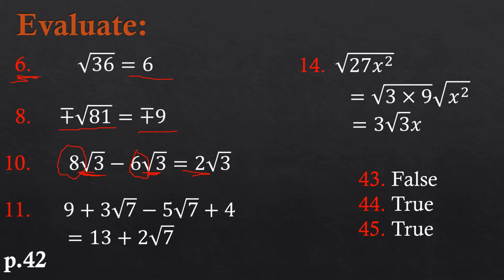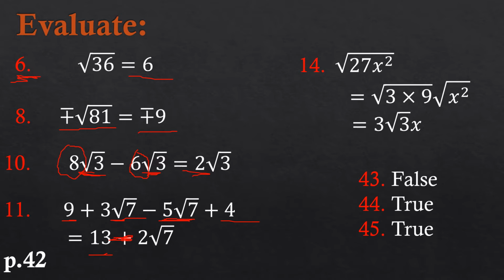Number 11: 9 plus 3 square root of 7, also 5 square root of 7 plus 4. We have the same square root here, so we will subtract the numbers in front of them. 3 minus 5 will be, I'm sorry, negative 2. Negative 2 square root of 7, and 9 plus 4 equals 13.